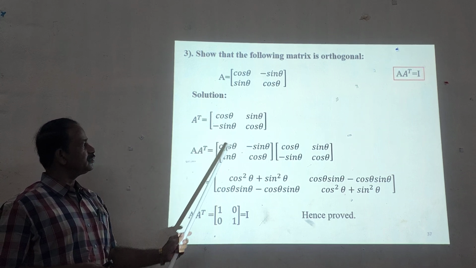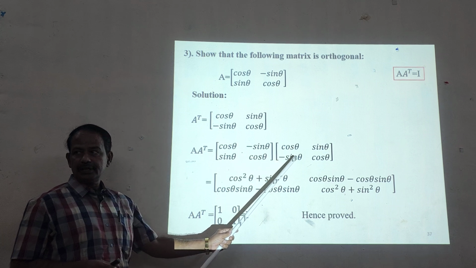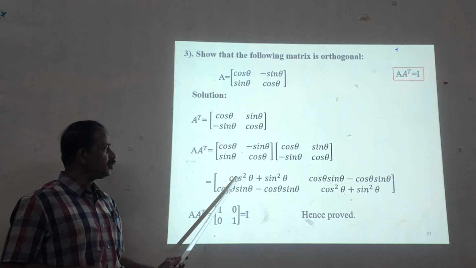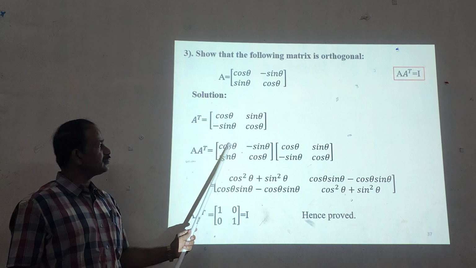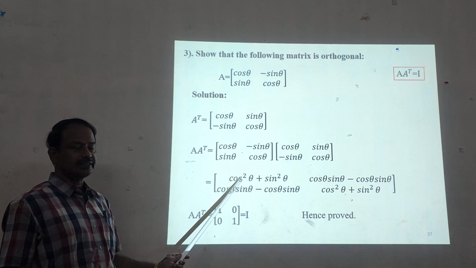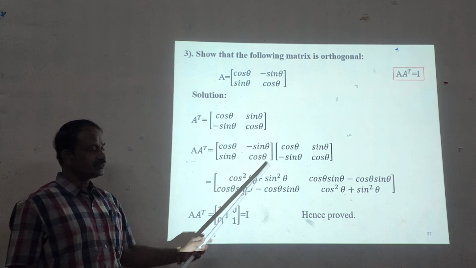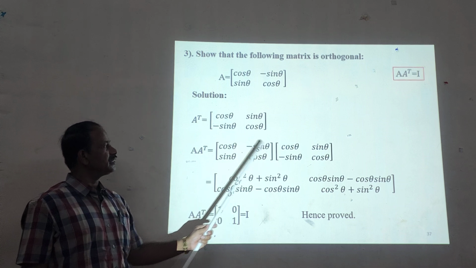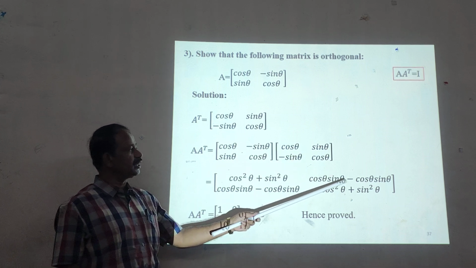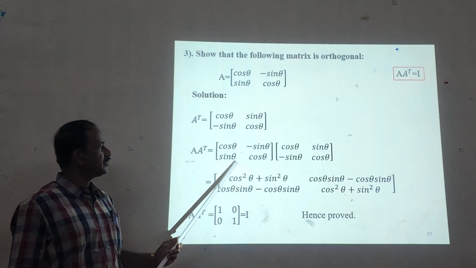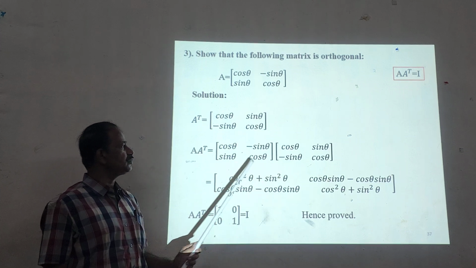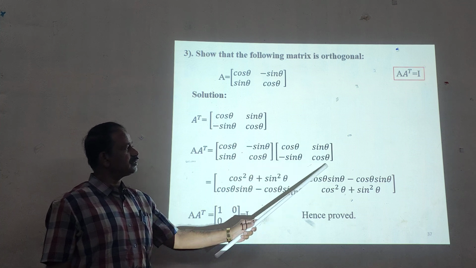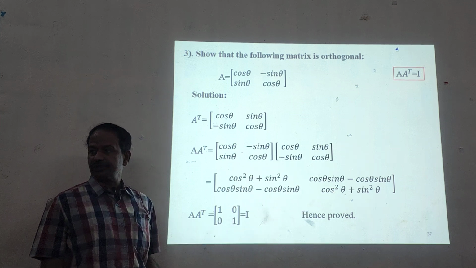So when you multiply these two, this is your A and this is your A transpose. When you use matrix multiplication, you will get this answer. So cos theta multiplied by cos theta will give you cos square theta, plus sin theta into sin theta will give you sin square theta. For the next multiplication, you will have this element, and the next one you will have this element, and the last one will be sin theta multiplied by sin theta giving sin square theta, plus cos theta multiplied by cos theta giving cos square theta.